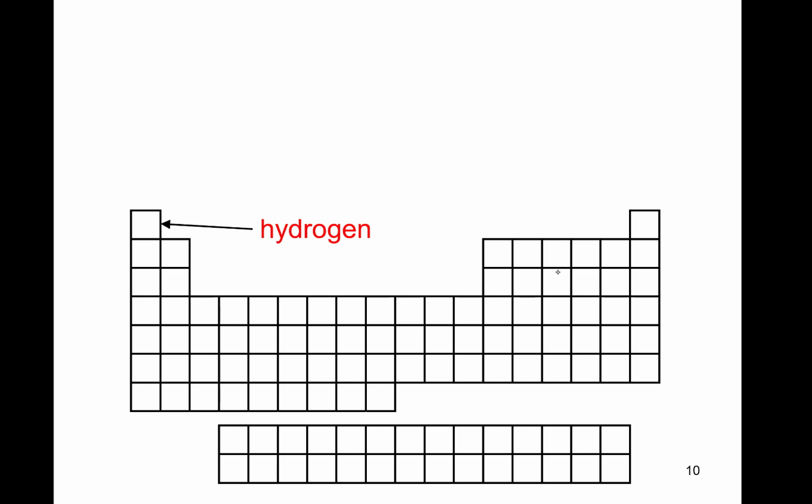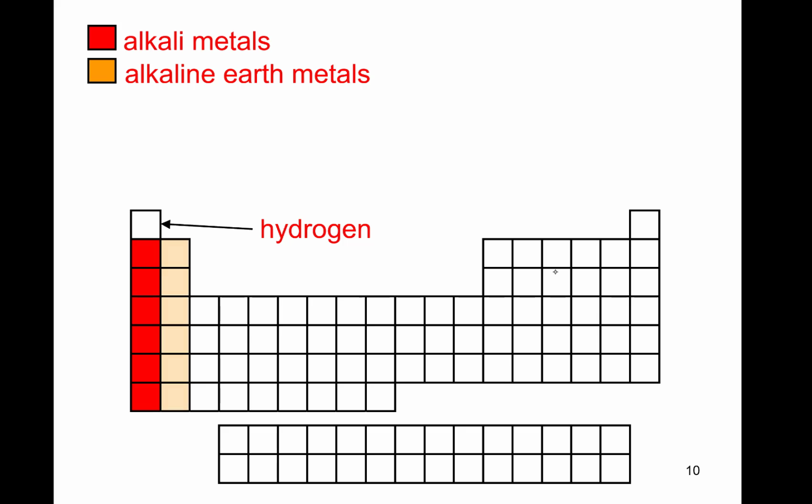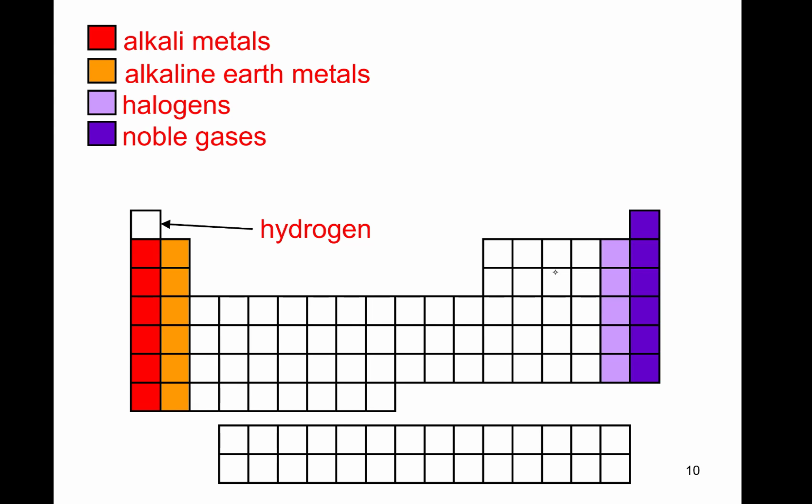So let's organize this by looking at the table. So here's our periodic table. Group 1 is our alkali metal family. So that's everything in red. Notice that the element hydrogen is not in red because it is not part of the alkali metal family, even though it's in group 1. Alkaline earth metals, as we just said, are group 2. Halogens are group 17. Noble gases are group 18.